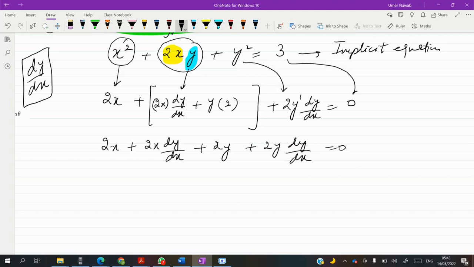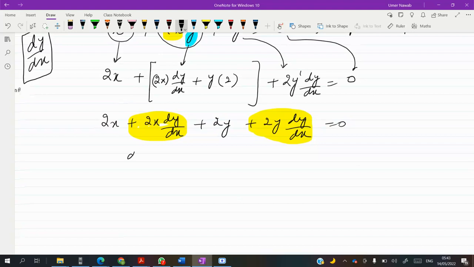As you remember, we wanted to make dy by dx the subject, and the remaining terms will be shifted to the other side. So we take dy by dx common from the two terms which contain dy by dx. What is left inside the bracket? 2x plus 2y.